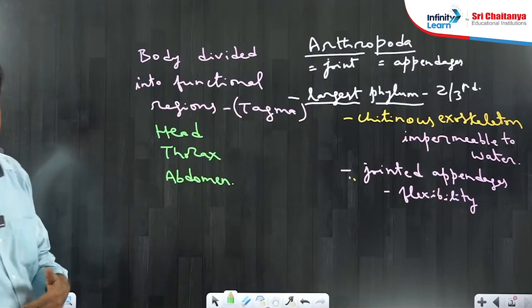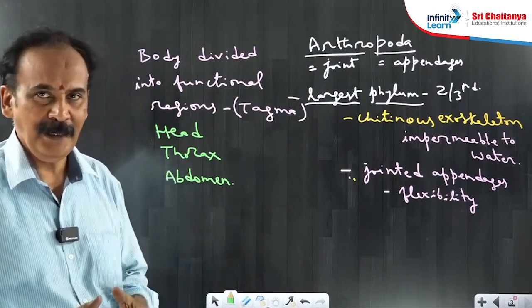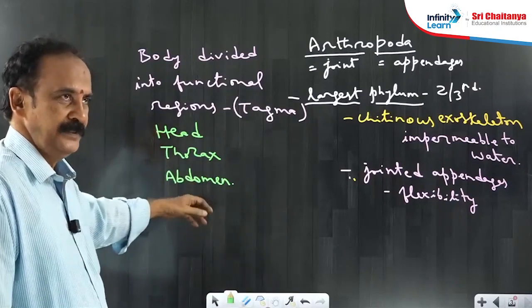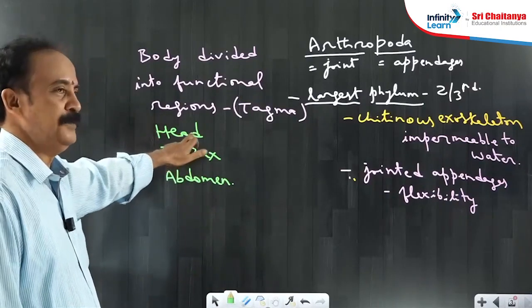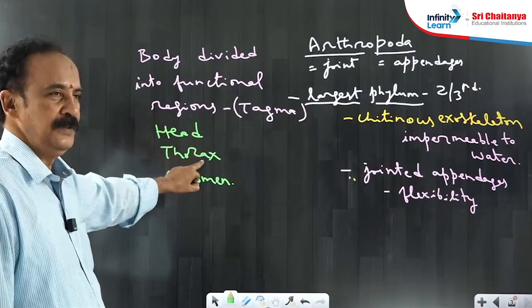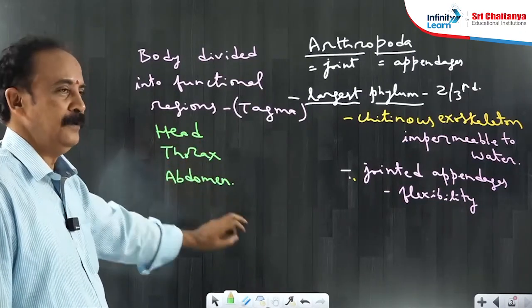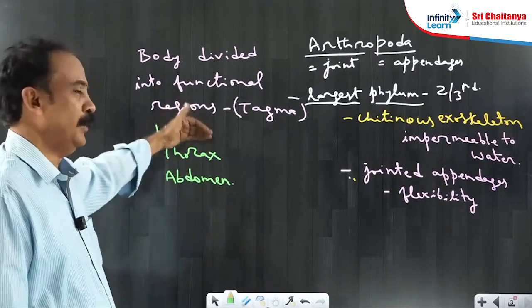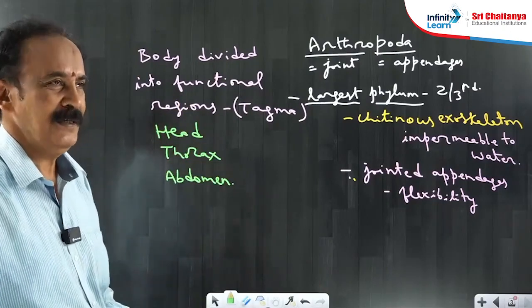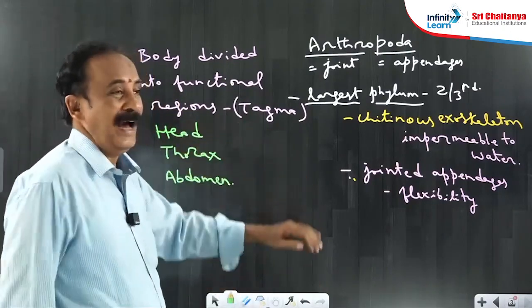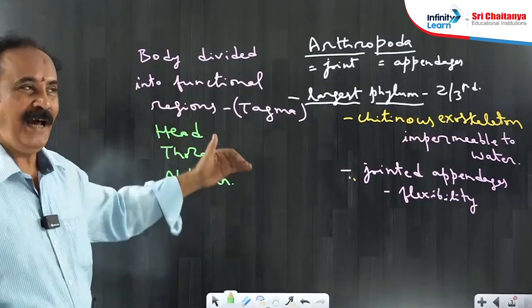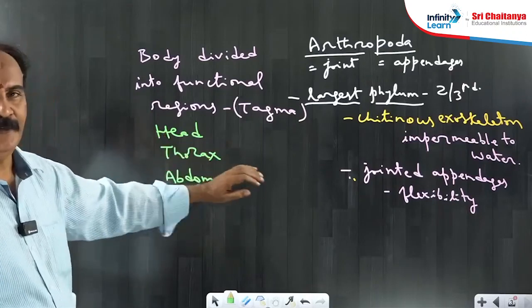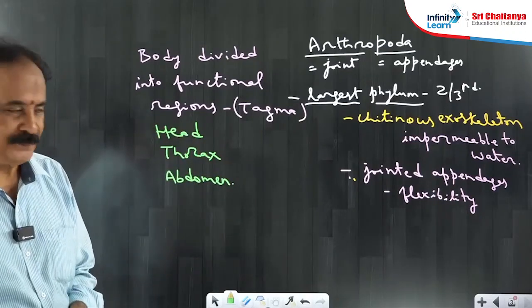They are not segments, right? They are actually the regions made up of different segments. For example, if you take cockroach, head is made up of 6 segments, thorax is made up of 3 segments and abdomen is made up of 10 segments, right? So this kind of division of the body into the functional regions is named as tagmosis or tagmatization. That's not required, you just remember the regions, they are functional regions, okay?